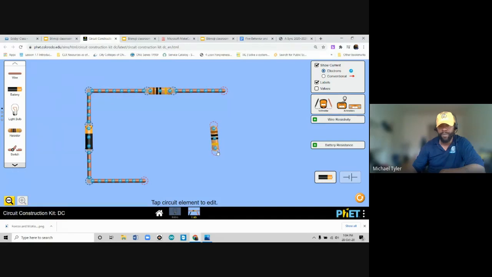The little blue circles you see in between the resistor and the wires, as well as the battery, are electrons. And they are not moving. When they are not moving, it means you did something wrong because there's no current flow, I.